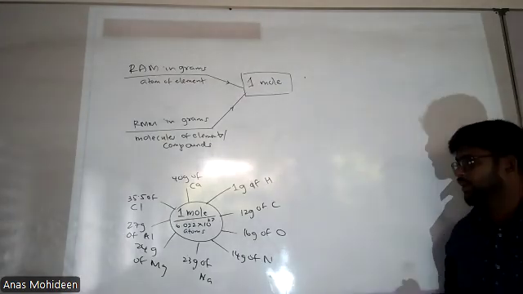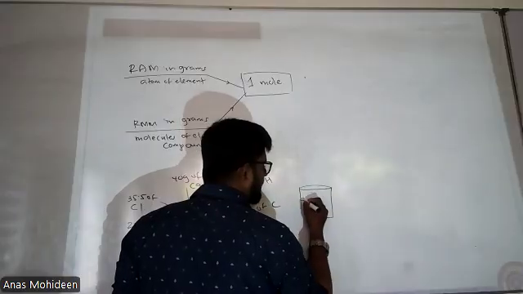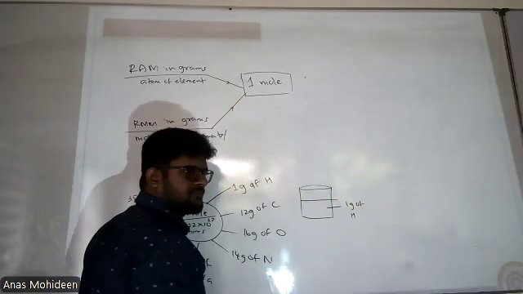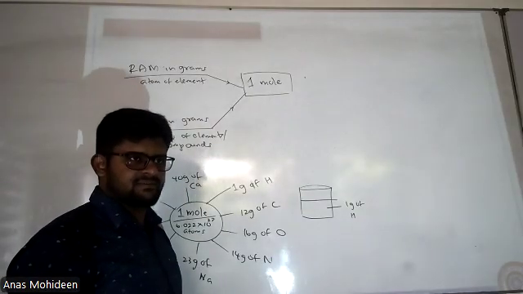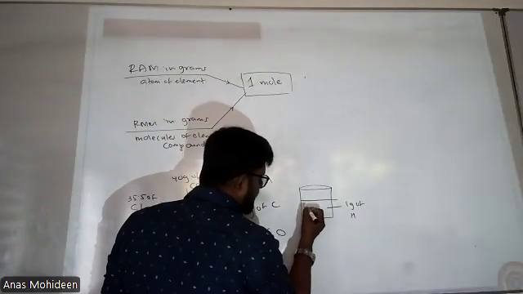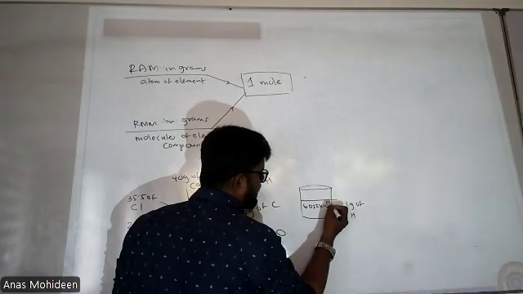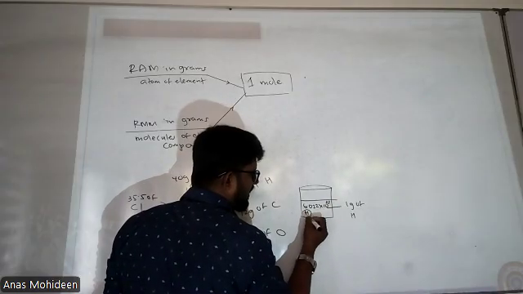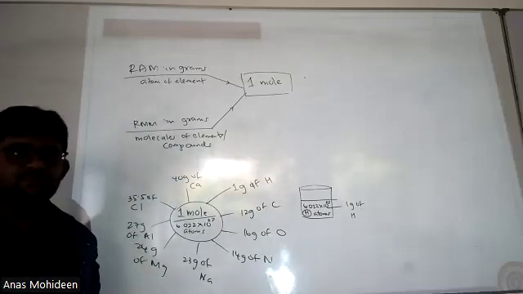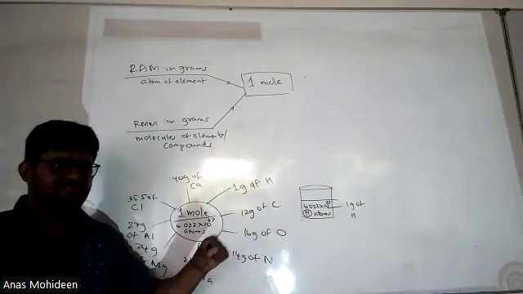That means you take 1 gram of hydrogen. This has 6.022 into 10 to the power 23 hydrogen atoms. How many hydrogen atoms? 6.022 into 10 to the power 23 hydrogen atoms are there in 1 gram of hydrogen.